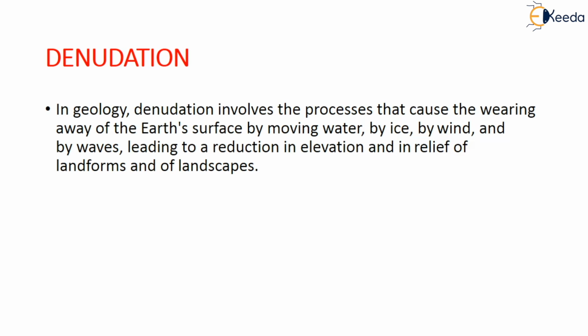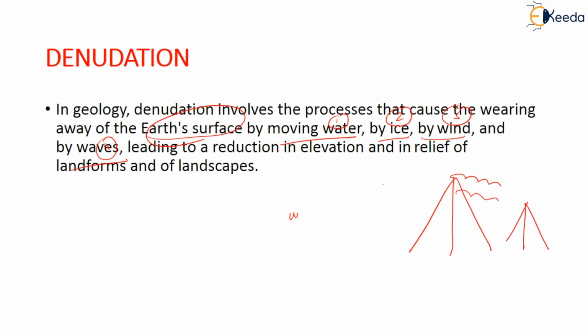Another thing is denudation. What is denudation? In geology, denudation involves the processes causing the wearing away of the earth's surface, mainly by moving water, ice, wind, and waves, and all this will lead to a reduction in elevation, nothing but height. If a mountain is of this height and all these processes occur, it gets destroyed. So the height will get reduced, elevation will get reduced, and relief of landforms and landscapes will occur.